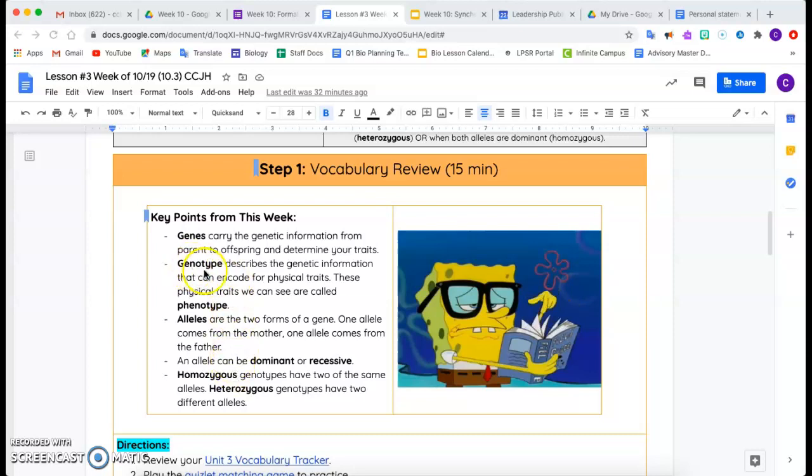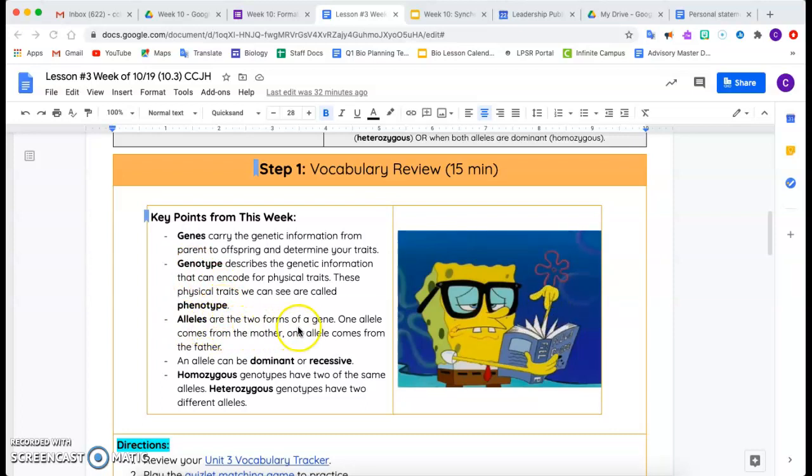Your genotype, remember the word gene in genotype, describes the genetic information that encodes for physical traits. The physical traits that we can see or that are presented are the phenotype. So, for example, my genotype might be capital B, and my phenotype might be brown eyes. My genotype might be big E, little e, and my phenotype might be detached earlobes.